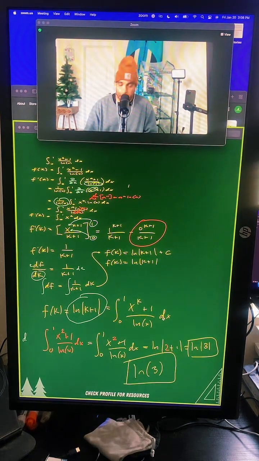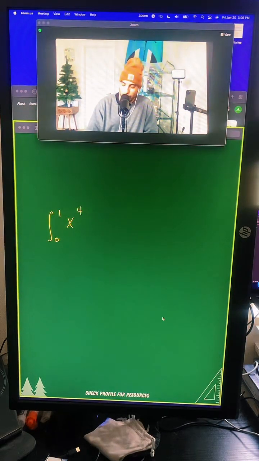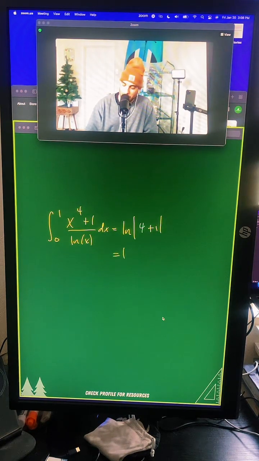So one of the cool things about this, let me just erase my work. I can now give you the integral from 0 to 1 of x to the power of 4, for example, of this function, and we know that this is going to be natural log of 4 plus 1, so this is natural log of 5.